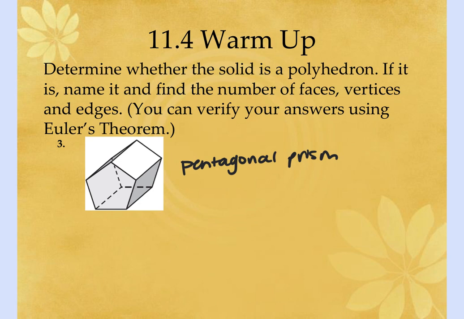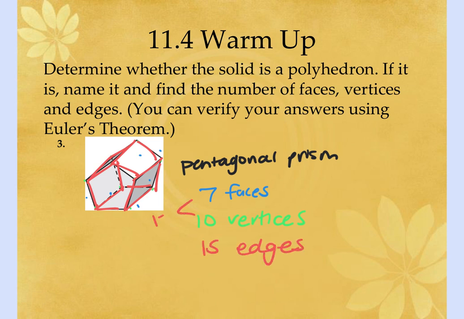So the number of faces, the front and the back, 1, 2, 3, 4, 5, 6, 7 faces. Vertices, 1, 2, 3, 4, 5, 6, 7, 8, 9, 10 vertices. And edges, 1, 2, 3, up to 15. So 7 plus 10 is 17, and 15 plus 2 is 17, again, to verify. Easy stuff, right? Questions on anything 11.4 related?